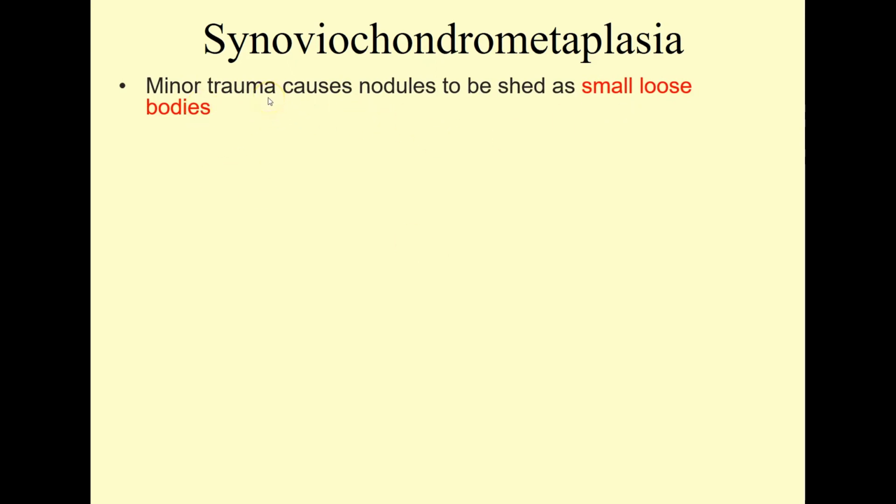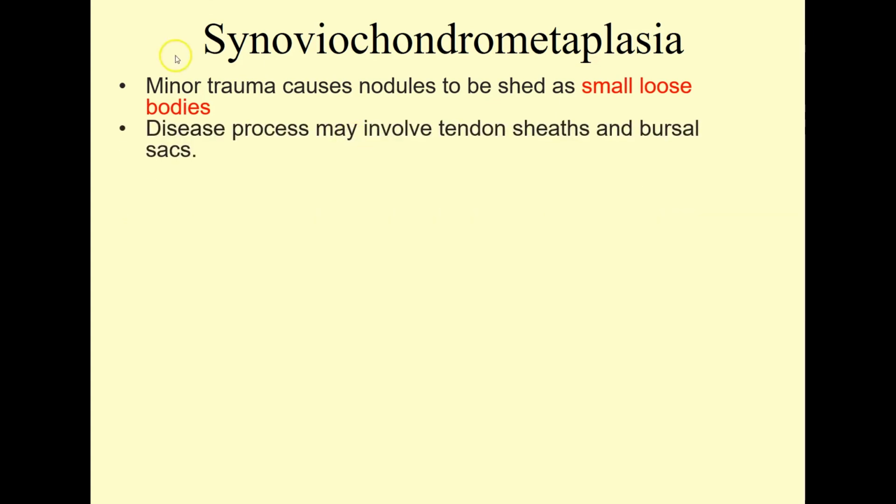We know that minor trauma can cause nodules to be shed. So trauma doesn't produce synovial chondrometaplasia. Trauma breaks the nodule loose. It was already there, it had already changed, already overgrown. Now, we do have some traumatically induced joint mice, but those are because portions of the articular surface have been broken off, and they look different, their history is different. The disease process can also involve tendon sheaths and sometimes bursal sacs, but mostly I would want you to think about this as an intra-articular process.